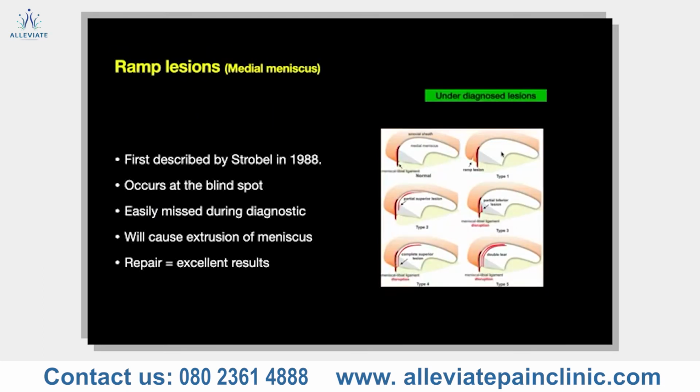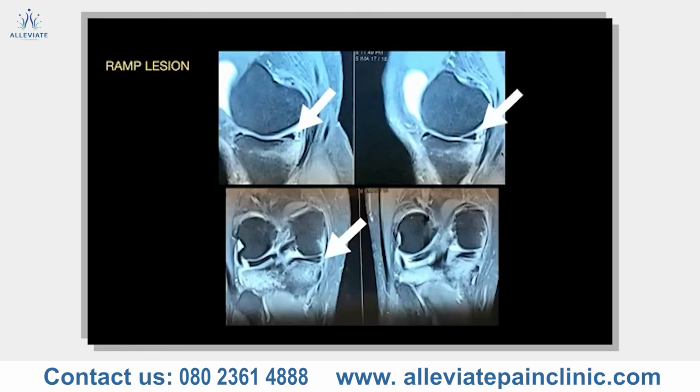First we'll see the ramp lesion. The ramp lesion is a meniscal tear at the meniscocapsular junction. It occurs beyond the zone 3 junction. It is easily missed during diagnostic arthroscopy, and this leads to meniscal extrusion, and repair of this meniscus will give an excellent result to the knee joint.